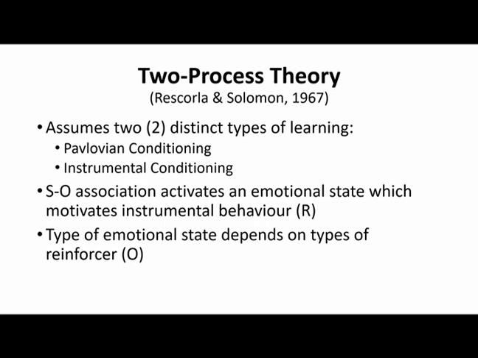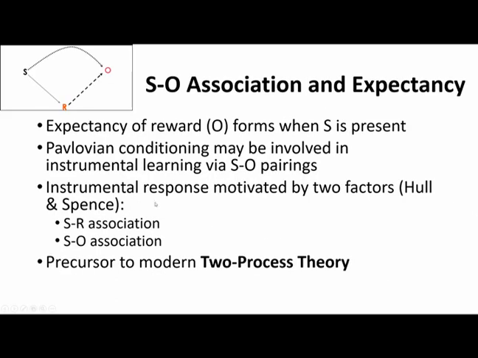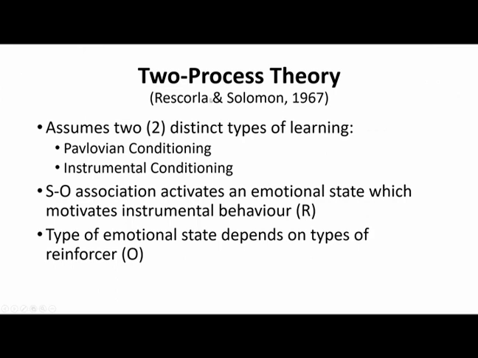So our modern two-process theory originally started with Hull and Spence, but was then finalized and sort of given the form that we're used to seeing now by Rescorla and Solomon. So again, we're seeing the name Rescorla. That is one of the biggest names in learning literature. But this two-process theory assumes that there are two distinct types of learning, Pavlovian conditioning and instrumental conditioning. No big surprise there, that's kind of what we've covered so far in the course.